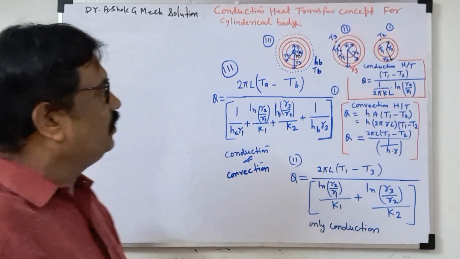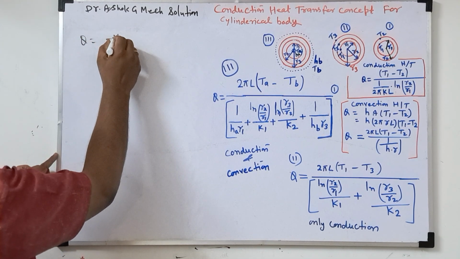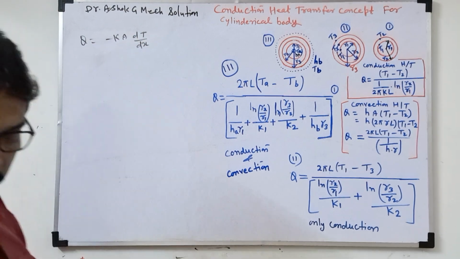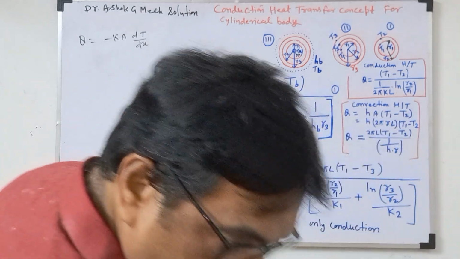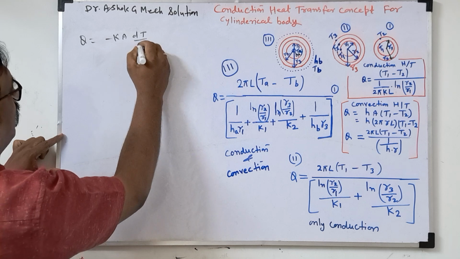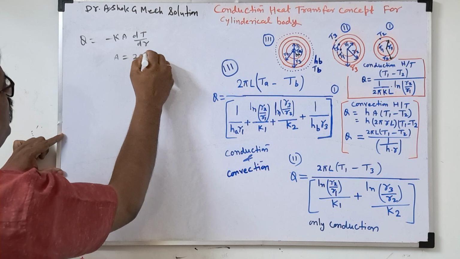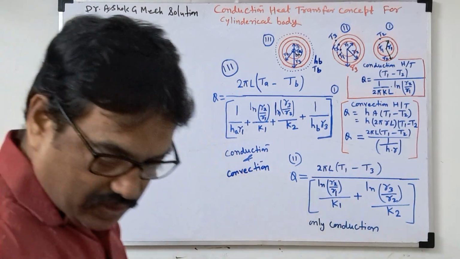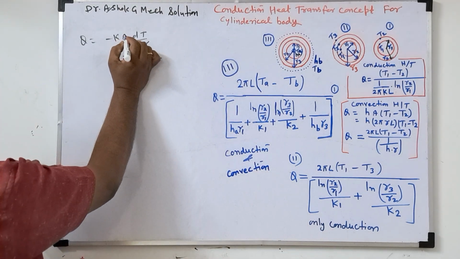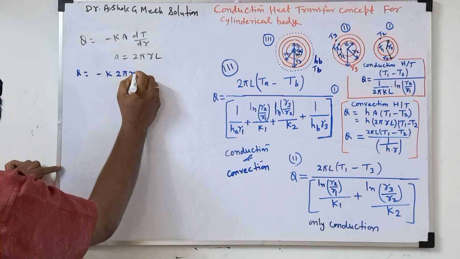So how does this come? Just see one derivation. Suppose Fourier's law of heat conduction, what do you know? Q is equal to minus KA dT by dx for a plane wall. If you are taking cylinders, dr will come, and the area will be 2 pi RL. Now we substitute it here. Q is equal to minus K 2 pi RL dT by dr.